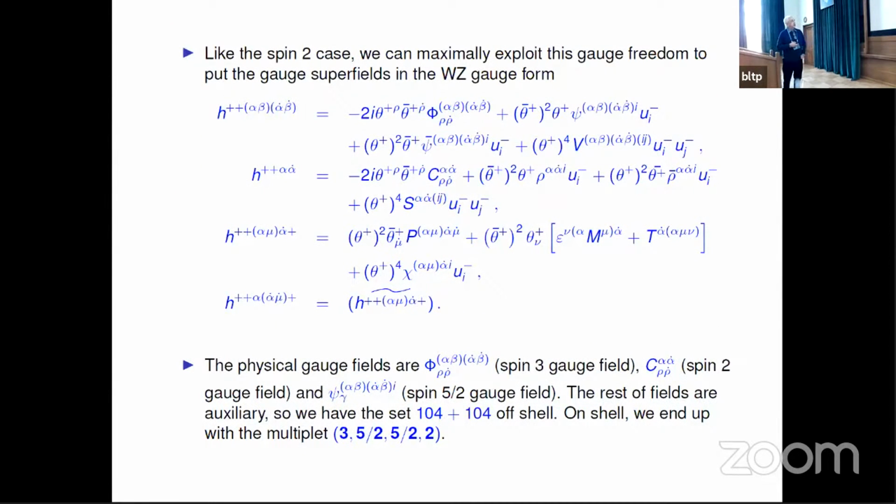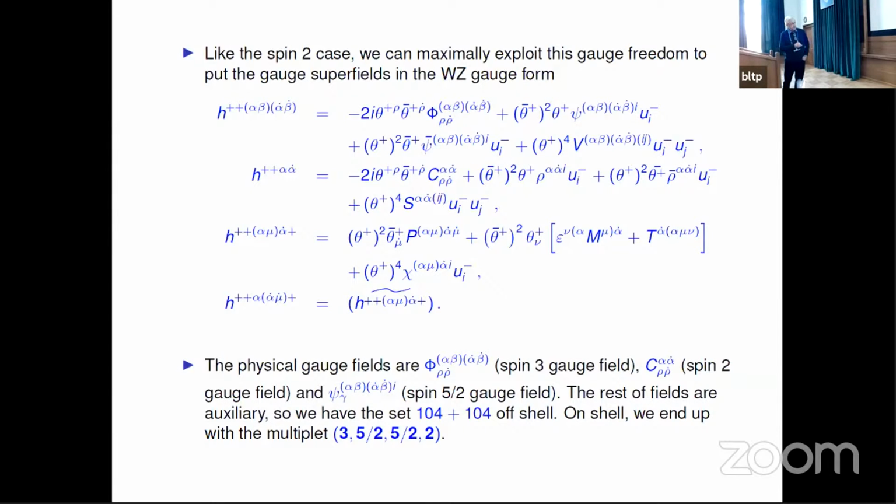Again, you can go to the West-Gemini gauge in this set of fields, and you find the following reducible field content: a spin 3 gauge field, a spin 2 gauge field, and the spin 5/2 gauge field, which is described by this fermionic superfield psi. Off shell, you have 104 plus 104 degrees of freedom, bosonic and fermionic. And on shell, after eliminating the auxiliary fields, we are left with this on-shell multiplet with this content.